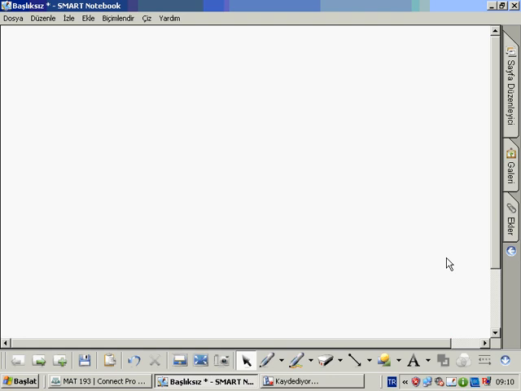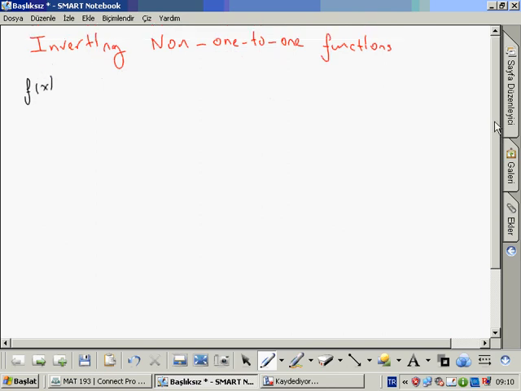Okay, now we'll continue with inverting non-one-to-one functions. f of x equals x squared, and f of minus a equals f of a. That means it's an even function, as we know.